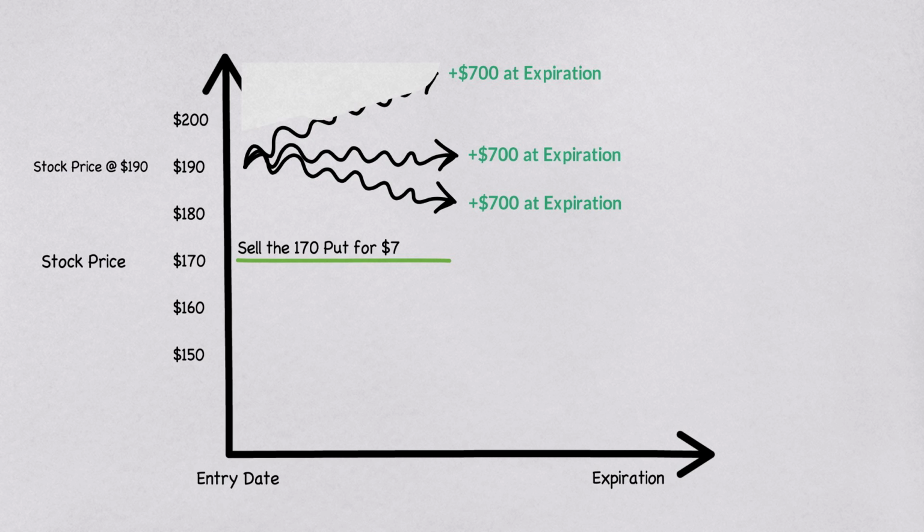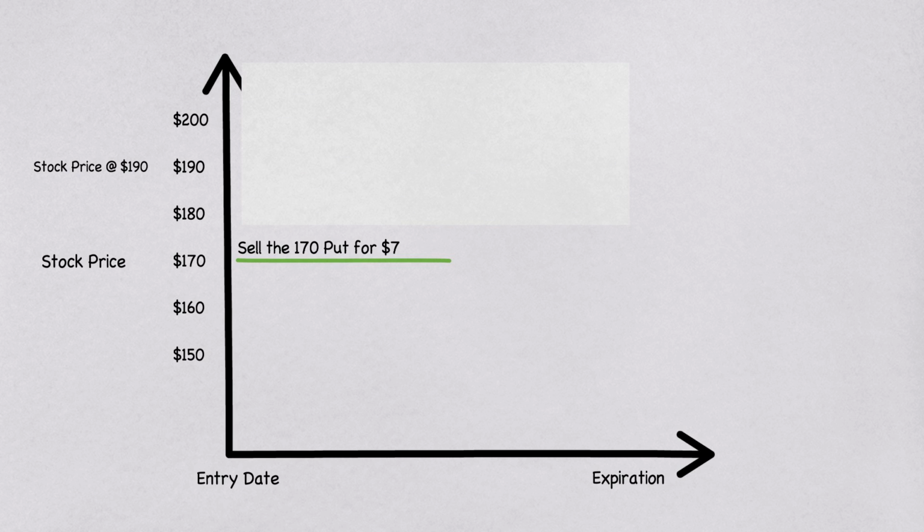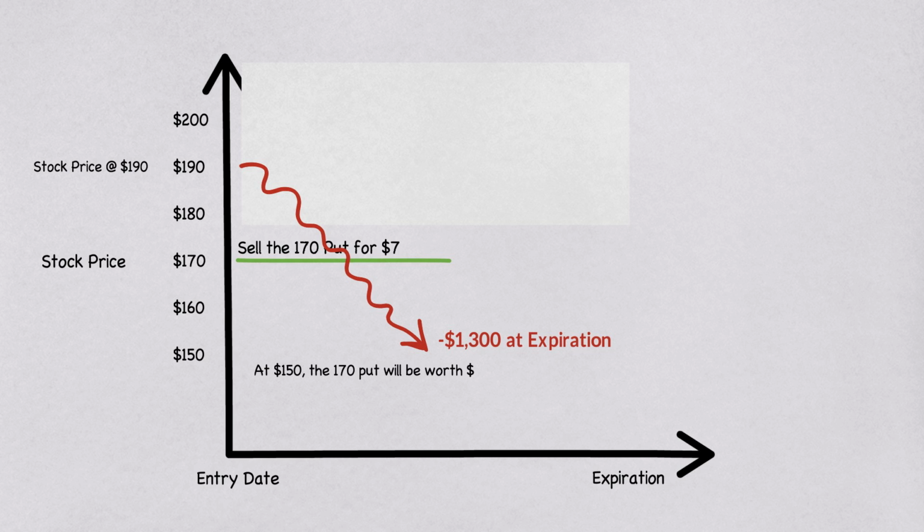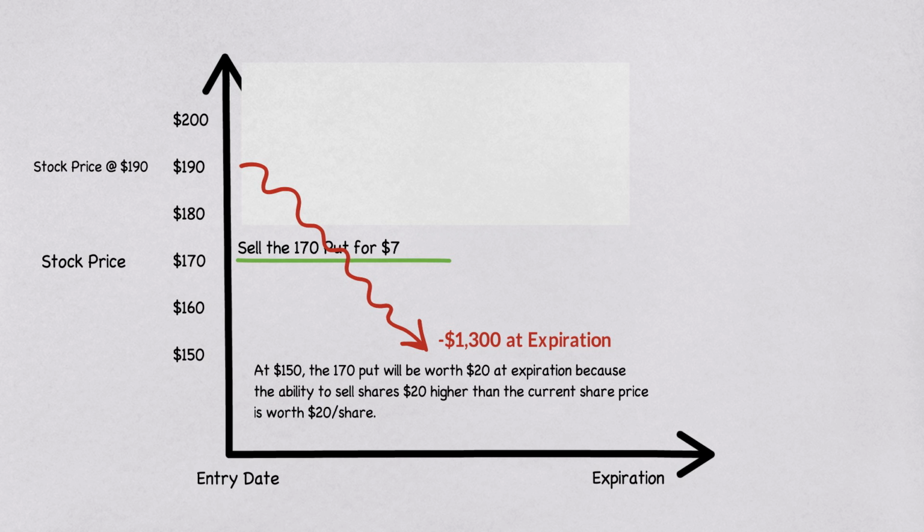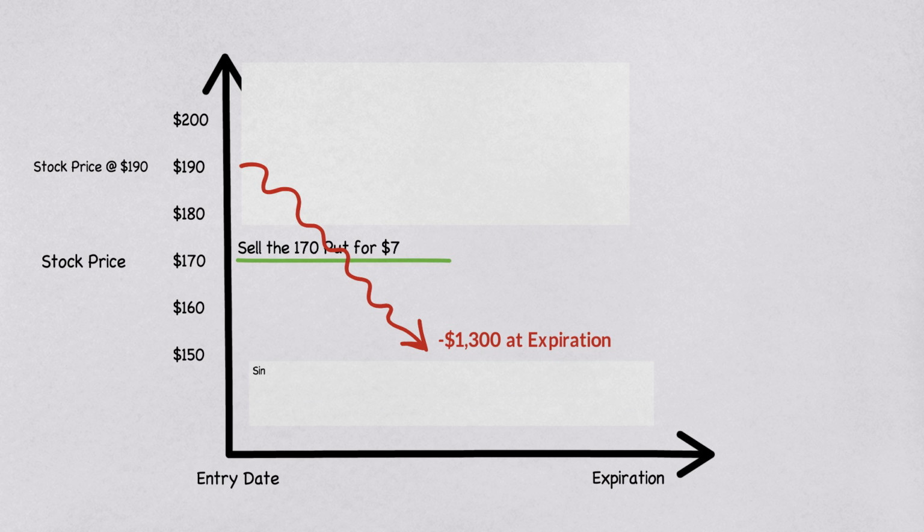Now, with that being said, selling a put option is a highly risky strategy. Let's say the stock price decreased to $150. If the stock price is at $150 at expiration, that 170 put is going to be worth $20. Since we sold it for $7 and it rises to $20, the loss would be $1,300 per put contract.